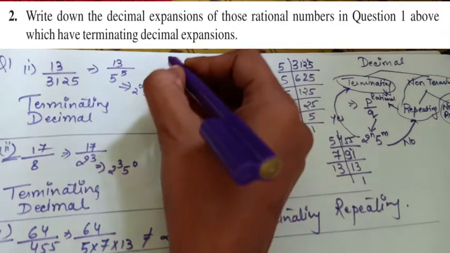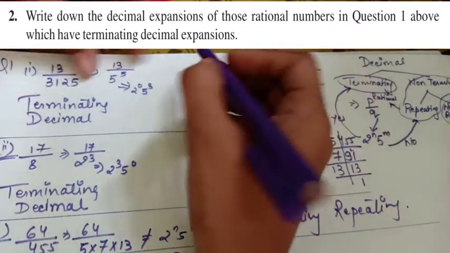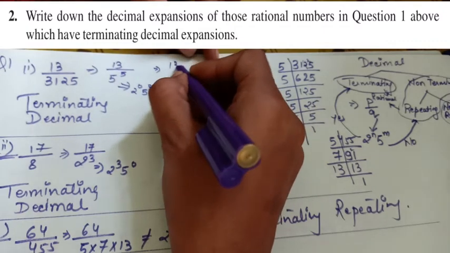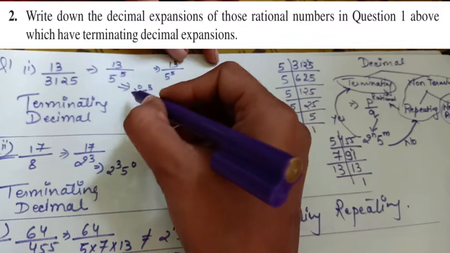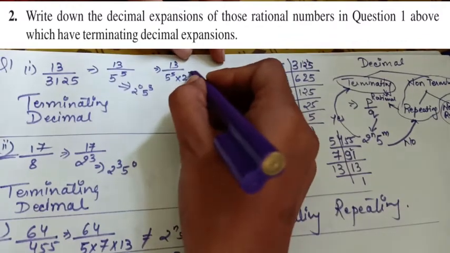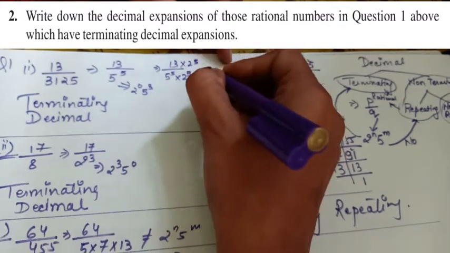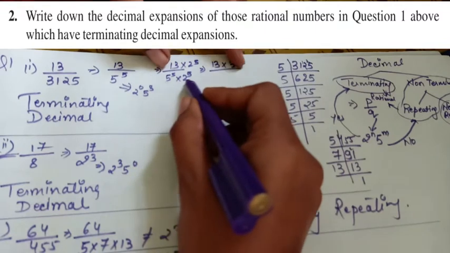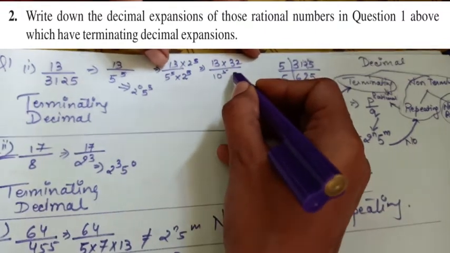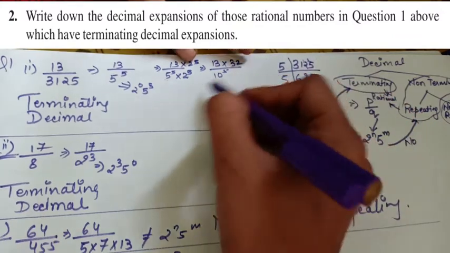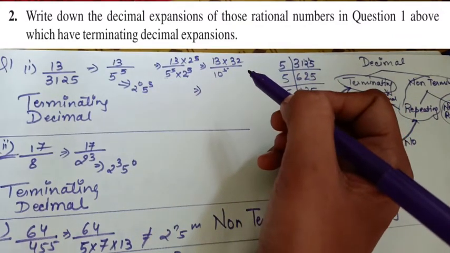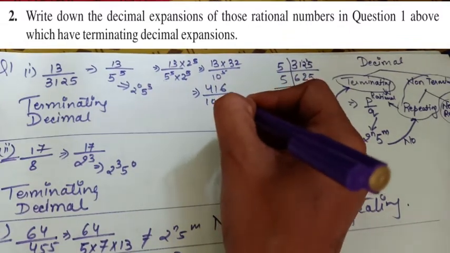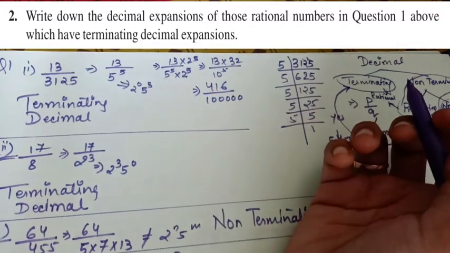It is written as 13 upon 5 to the power 5, and there is a missing 2 to the power 5. We can multiply 2 to the power 5 in both numerator and denominator. 2 to the power 5 is 32, so 13 into 32, and the denominator becomes 5 into 2, that is 10 to the power 5, or we can also write 10 five times. 13 into 32 gives 416, divided by 1 followed by 5 zeros: 5 digits at the bottom, 5 zeros.